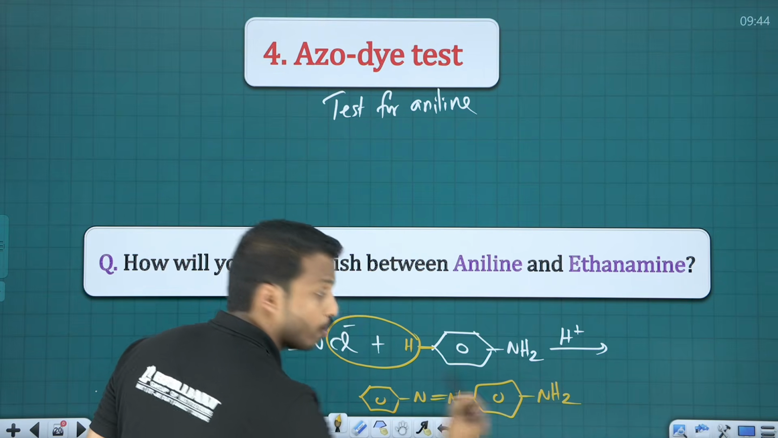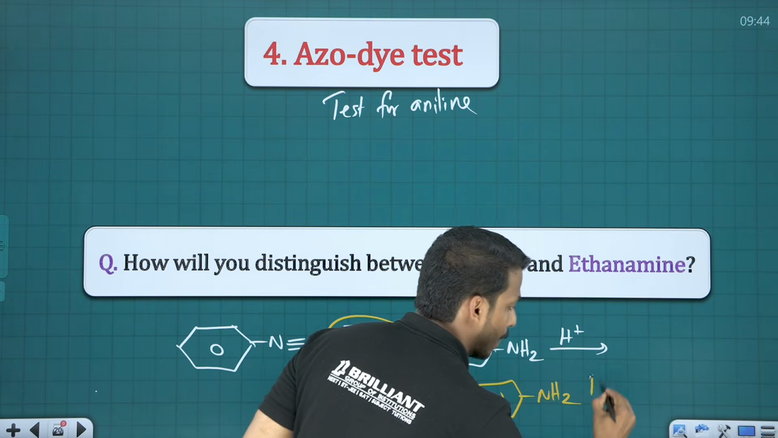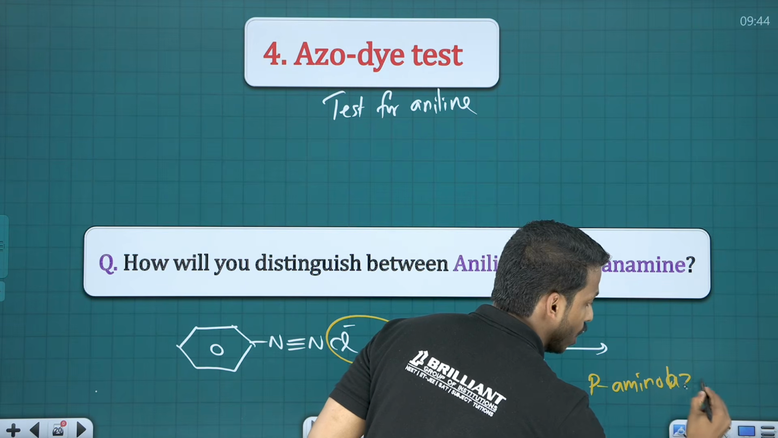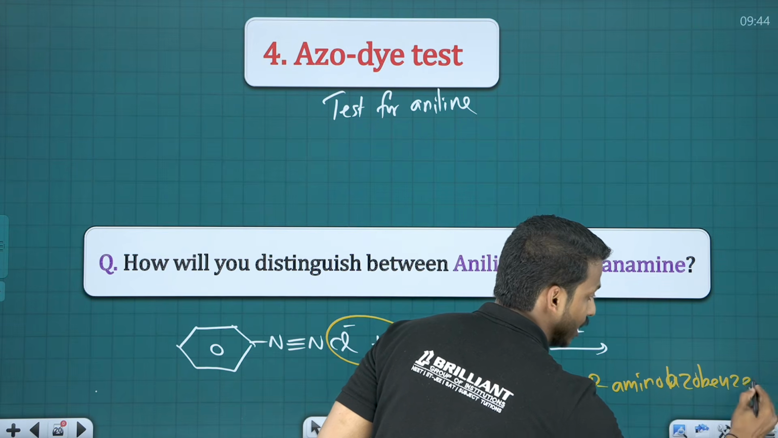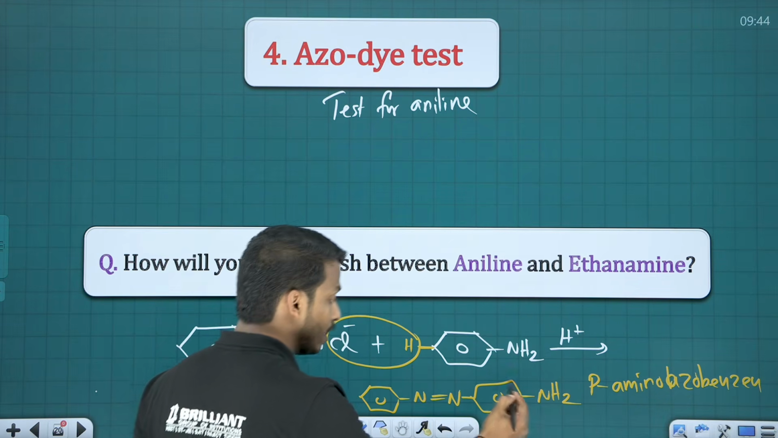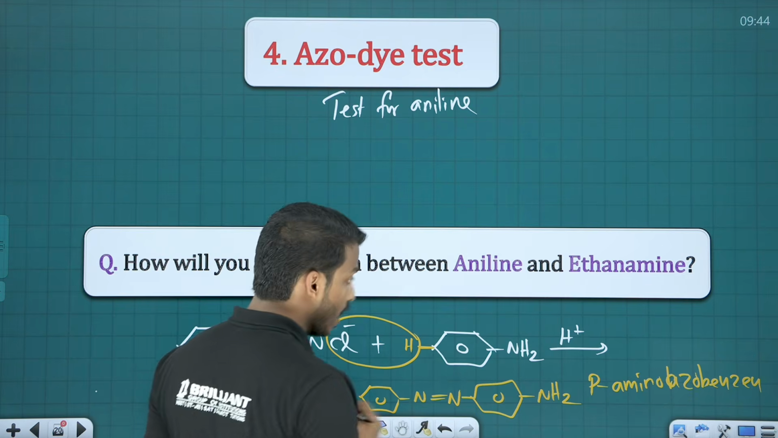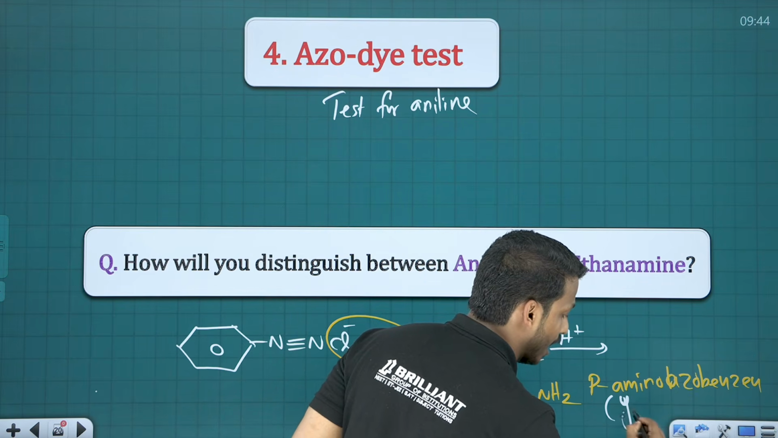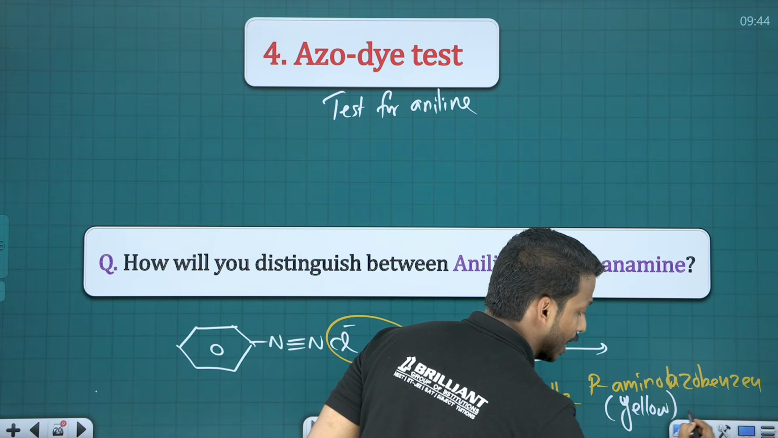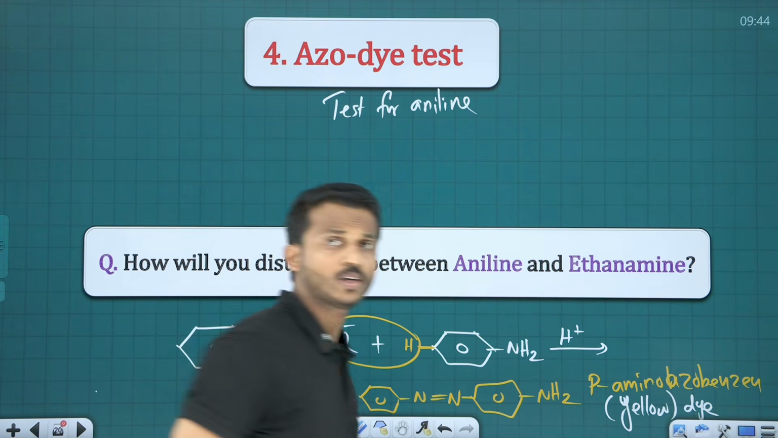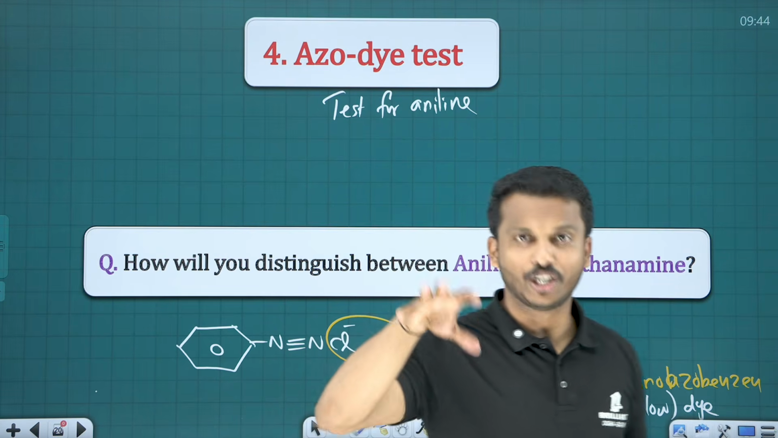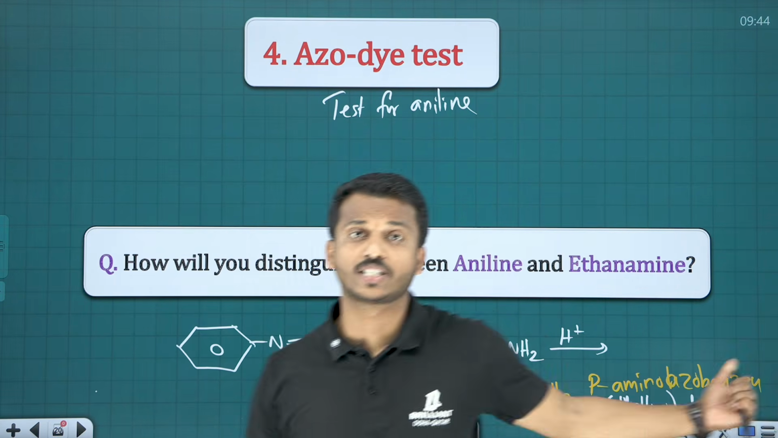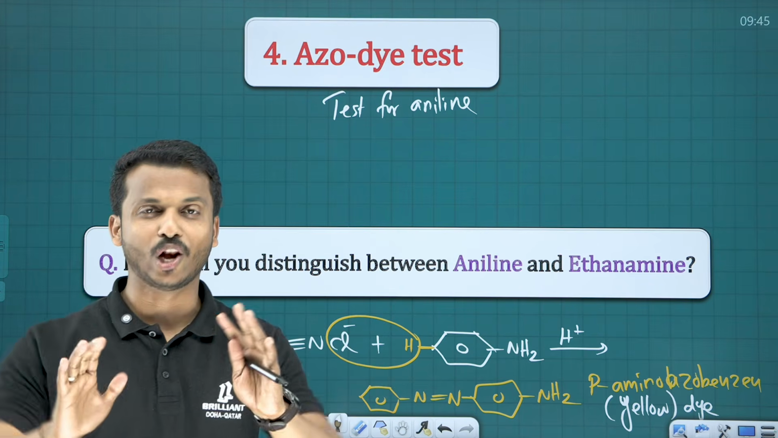The name of the compound is para-amino azobenzene. Para position amine, the entire thing is called which one? Azobenzene. Okay, para amino azobenzene. It's having a yellow color. It's a yellow dye. So aniline, if you want to distinguish, just to treat with the benzene diazonium chloride in acidic medium, it will give you a yellow dye.